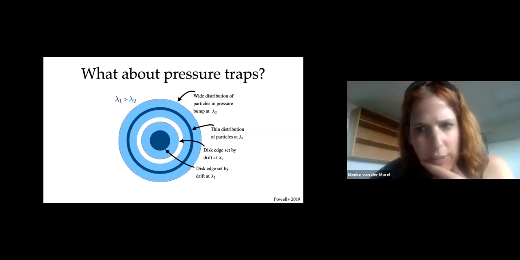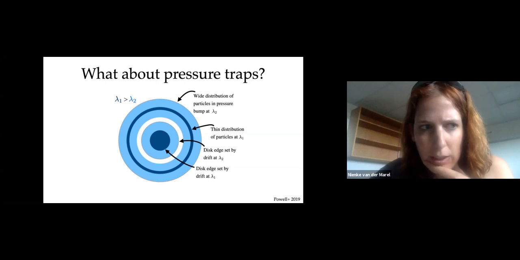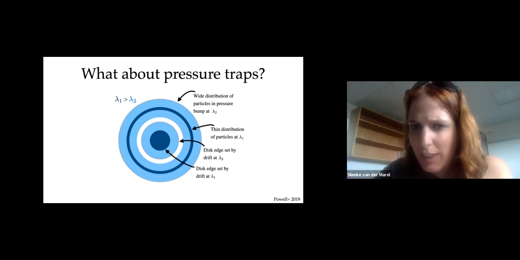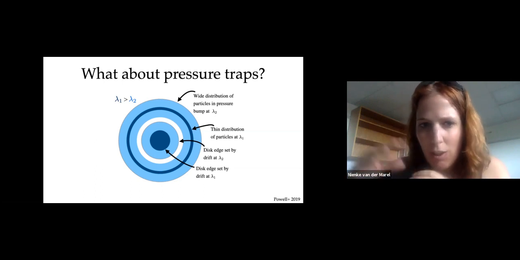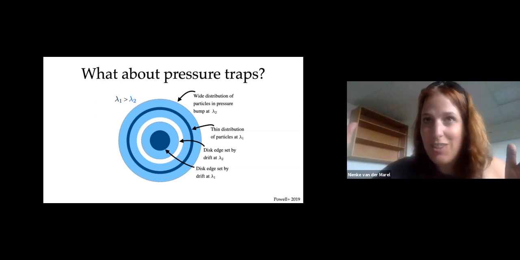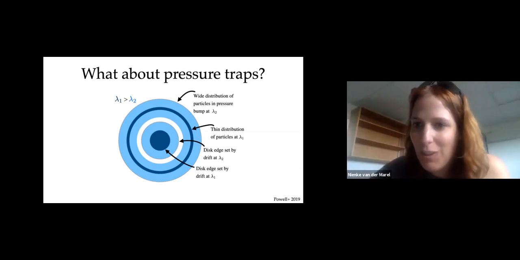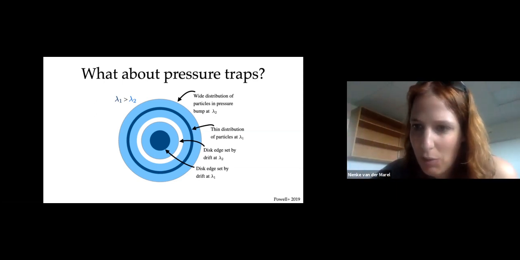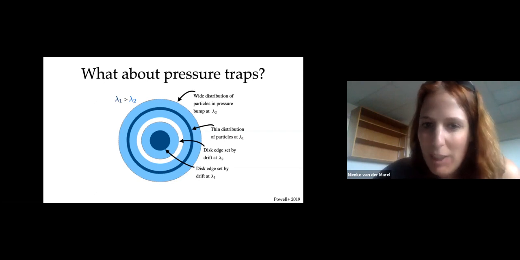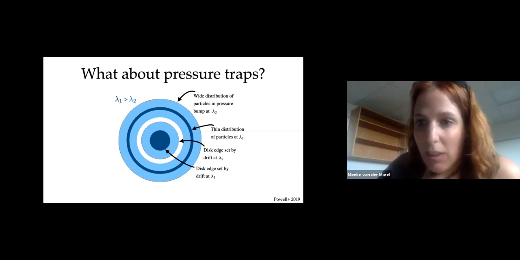But so what you're saying is that regardless of the presence of pressure bumps, that outer radius is defined. That seems contradicting with the dust evolution work by Paola Pinilla, who shows that dust disks just become very, very small over a short amount of time. So maybe there's a difference here in the parameter space, but.